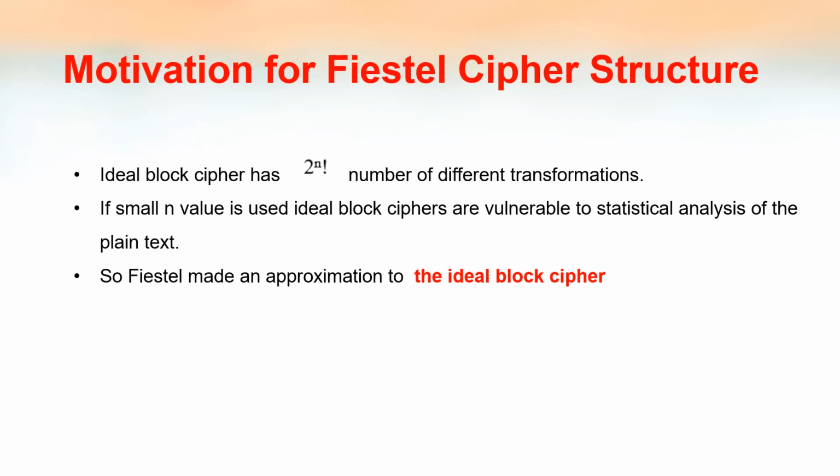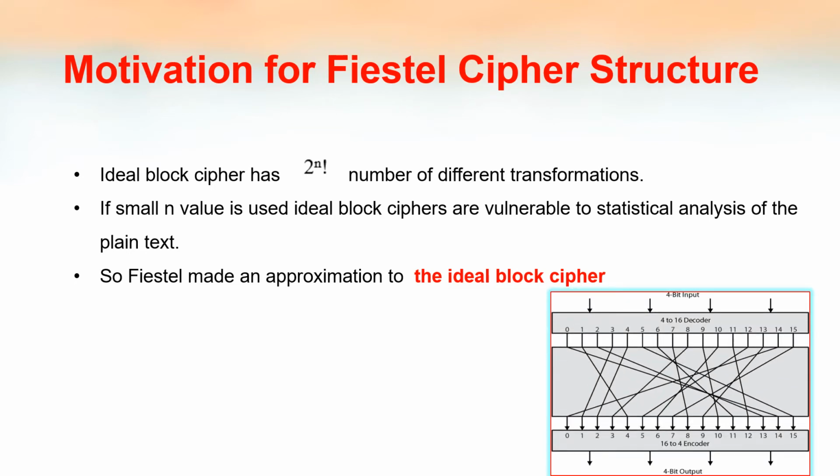For an ideal block cipher, it can have 2 raised to n factorial number of different transformations. If the n value is small, that is, the number of bits in a block is small, then it is easy to identify the plain text from the ciphertext. So it is vulnerable to statistical analysis. So the ideal block cipher is not that efficient for encryption. So Feistel made some approximations to this ideal block cipher and made his own cipher structure called the Feistel cipher structure.